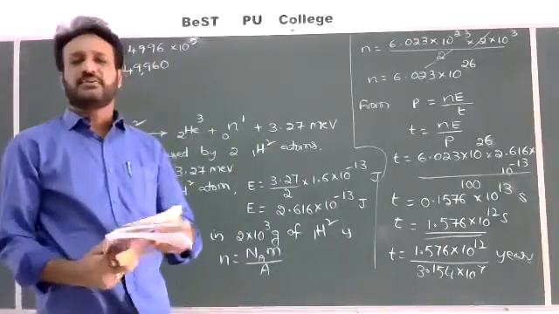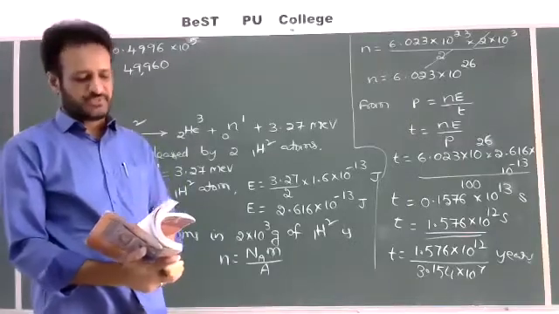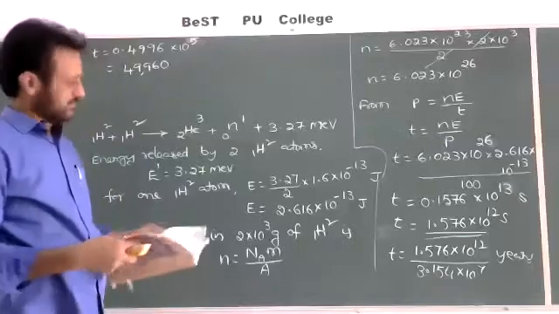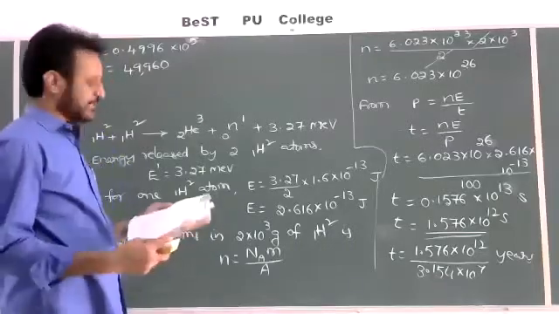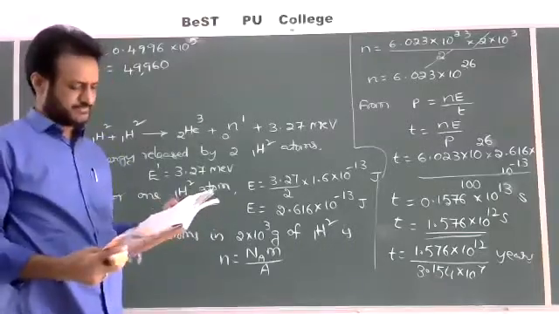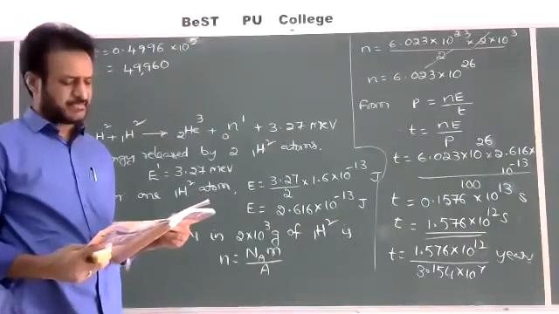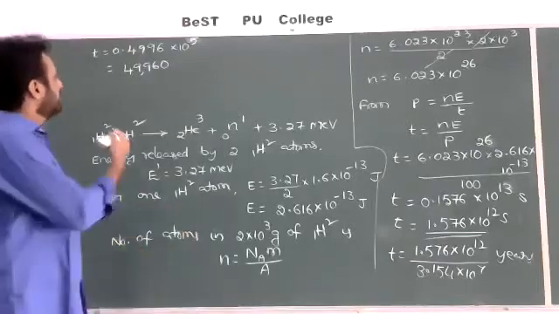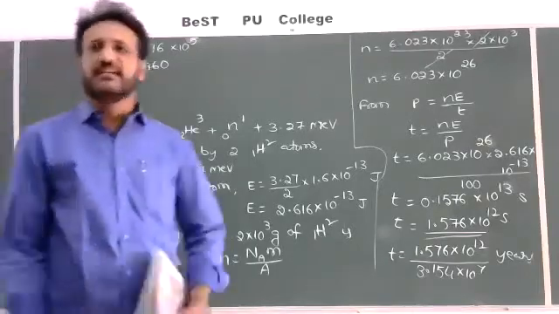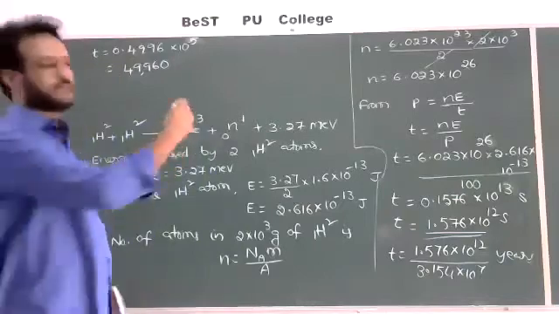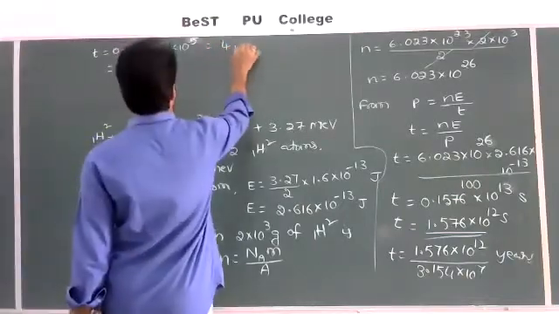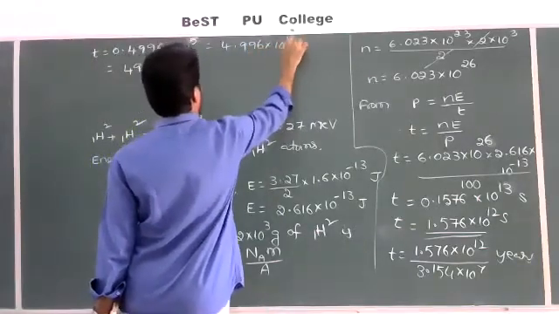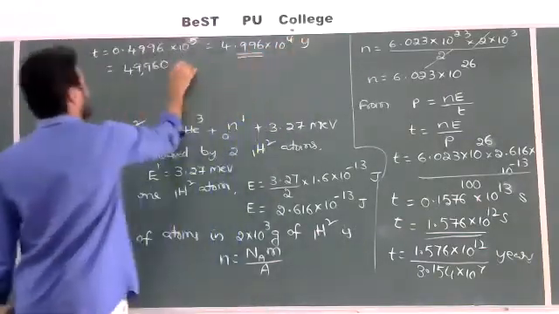So nearly 50,000 years the bulb will glow. Check the answer. That is question number 13.19. So 4.9 into 10 power 4 years. 4.9 into 10 power 4, or we can write 49,960 years, easy to understand. That is equal to 4.996 into 10 to the power of 4 years. Or we can write like this also.